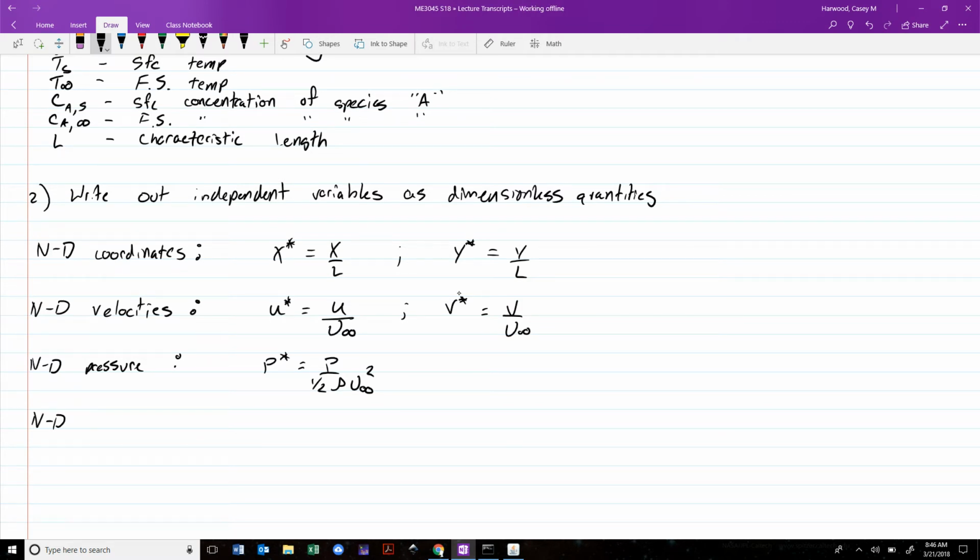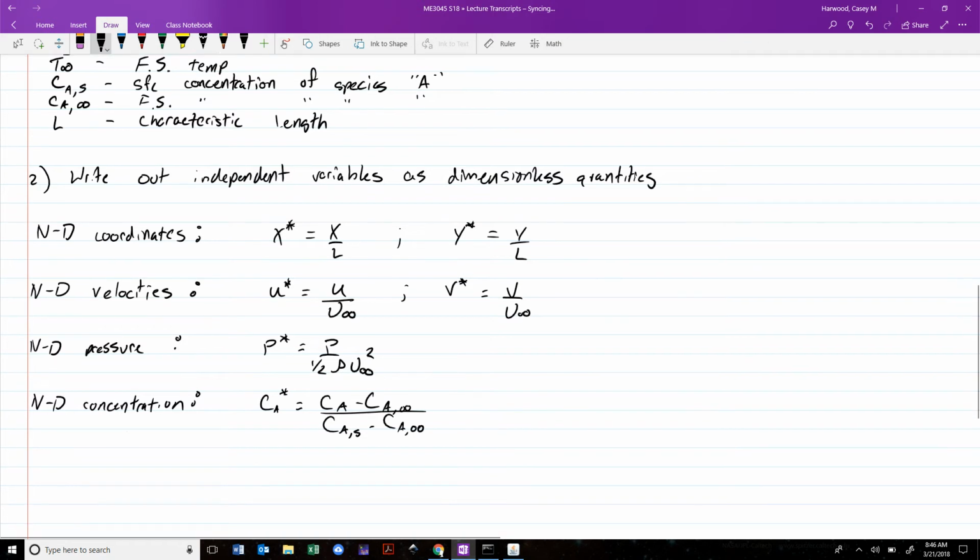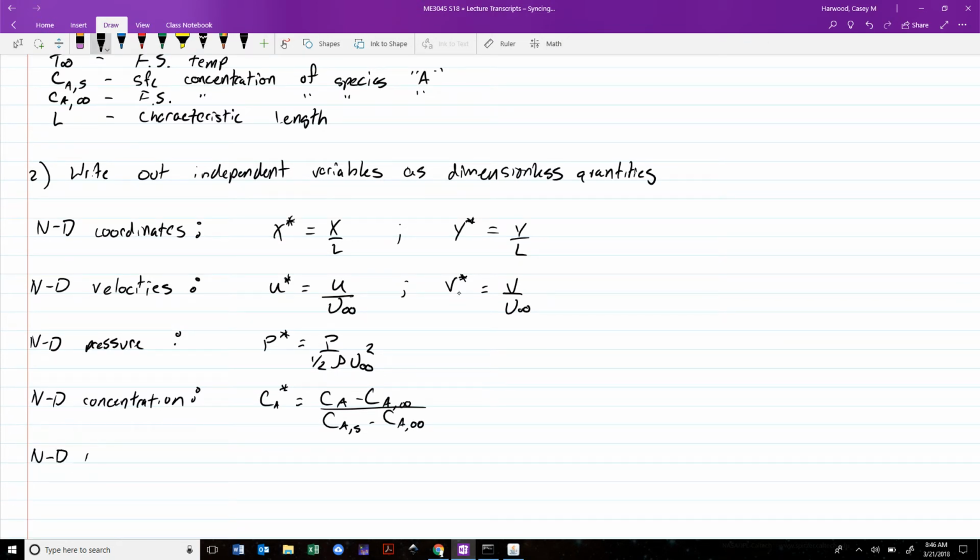And for the species equation, non-dimensional concentration, just say Ca star is equal to Ca minus Ca free stream over Ca at the surface minus Ca in the free stream. And then finally, non-dimensional temperature, which we'll call theta star, which is equal to T minus T infinity.